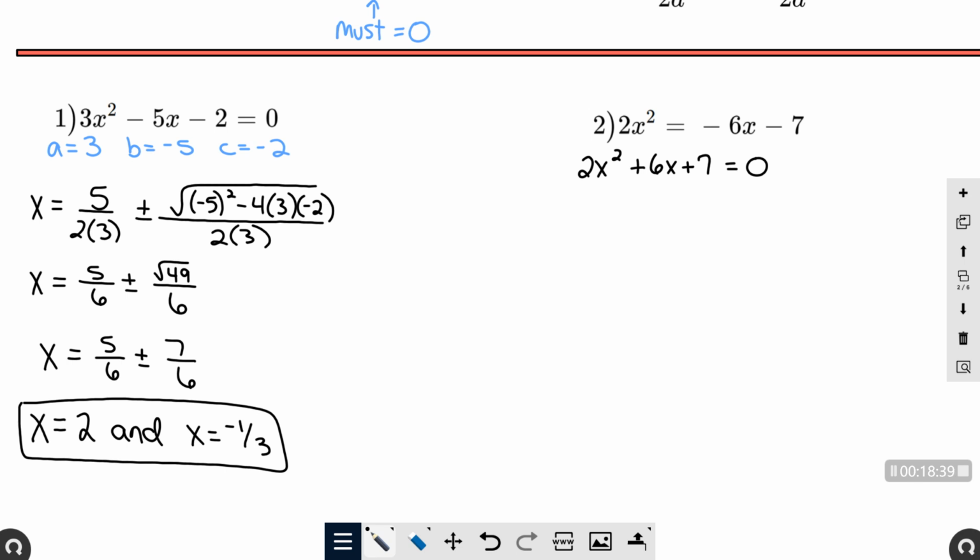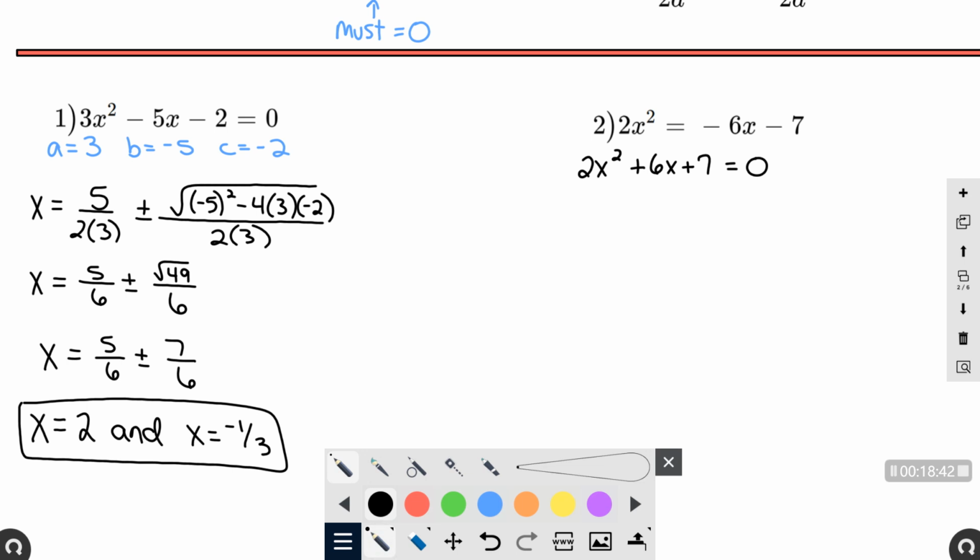All right, so make sure it equals 0. And now pick out your A, B, and C.